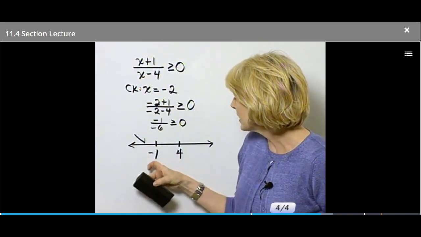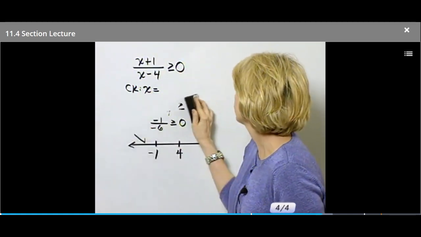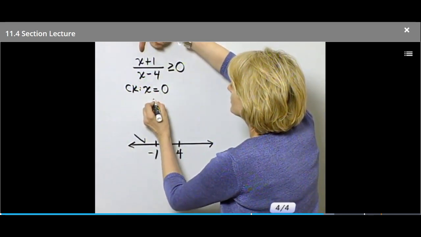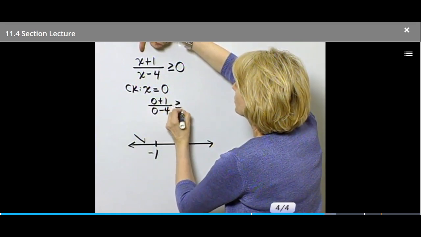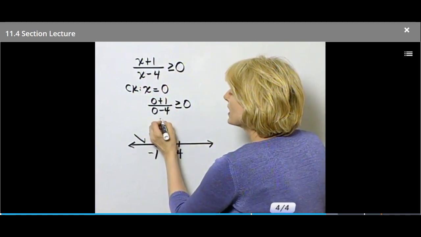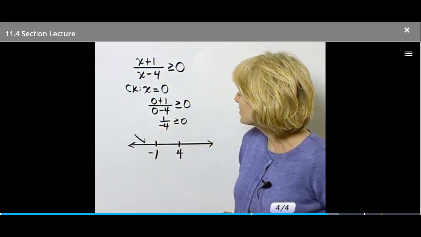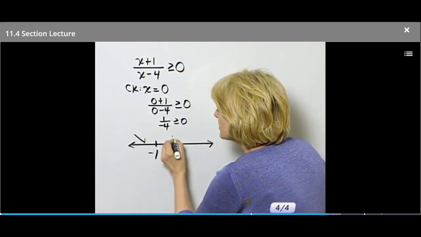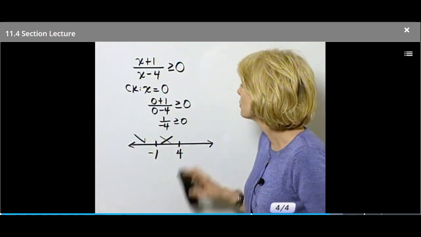Check any number between negative 1 and 4. I'll check 0. So 0 plus 1 over 0 minus 4, true or false statement. That's 1 over negative 4, true or false. Negative 1/4 is not greater than or equal to 0, so this is a false statement, which means that's not a solution region.